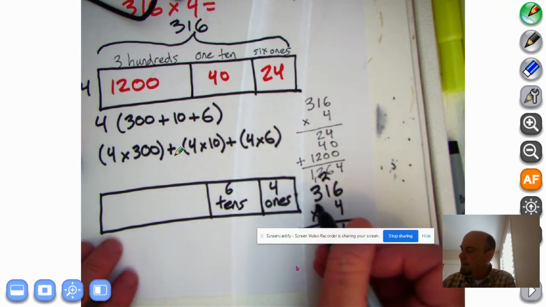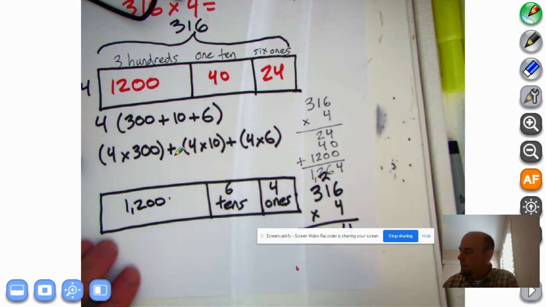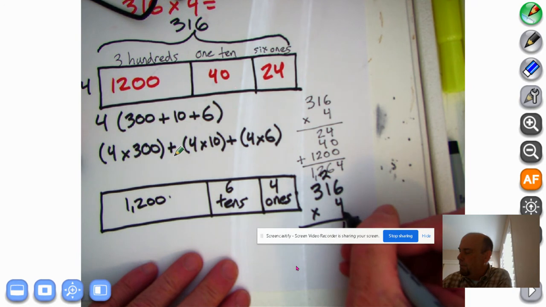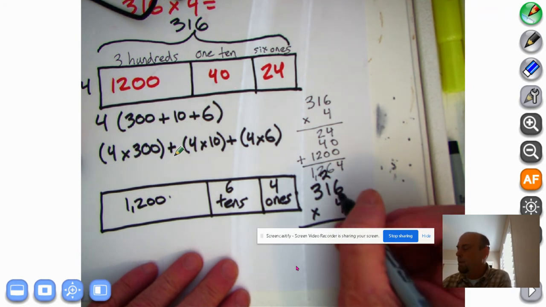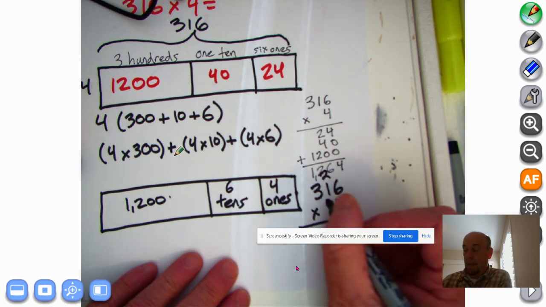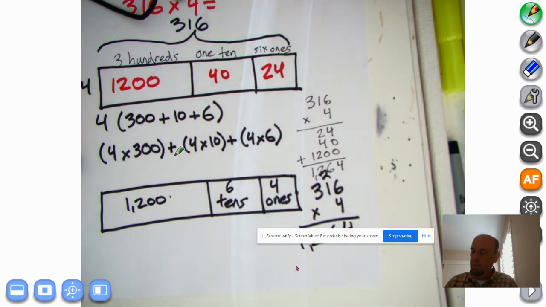And finally, 3 hundredths times 4 hundredths, we've already determined that is 1200. And look, watch how this relates to this. 6 times 4 is 24. 110 times 4 is 4 tens, plus 2 tens is 6 tens. And 3 hundredths times 4 is 12 hundredths. And there's our answer again, 1,264. Wow. Pretty amazing, don't you think so?